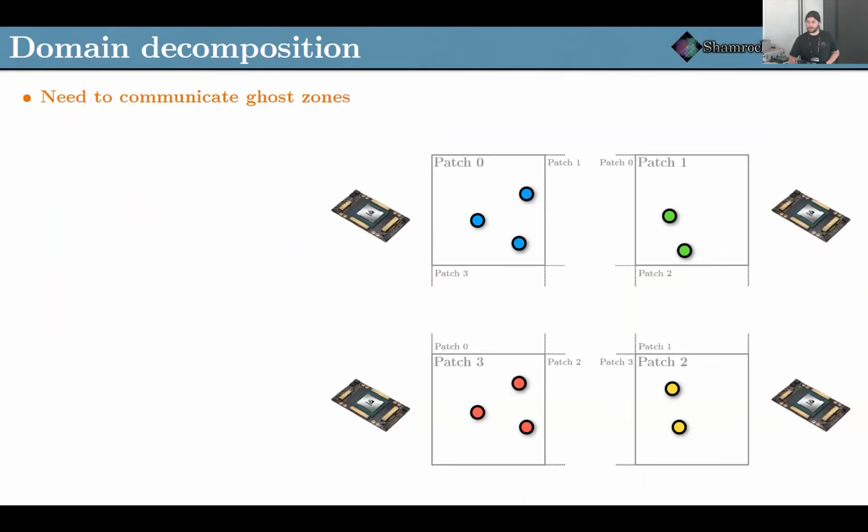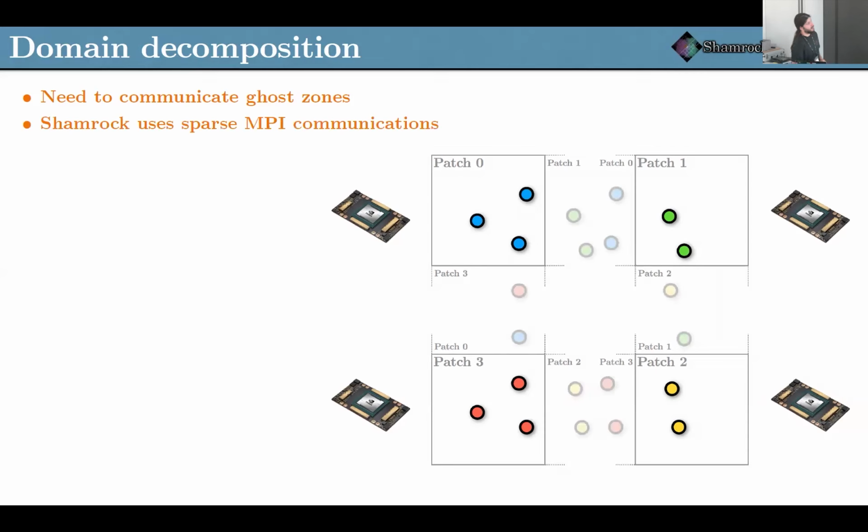Now you need to communicate between the domains also. If you take a blue particle here, the neighbor of that blue particle could very well be on another GPU, like the green particle. As such, that GPU needs to have access to the data that is here. Just doing a kind of remote access would be too costly. So instead, we mirror part of each patch to the other. For example, patch 1 will send part of its data to patch 0. And that's what we call ghost zones.